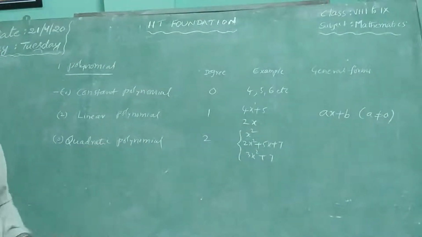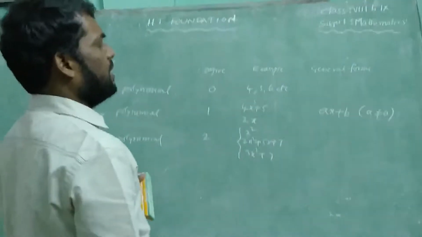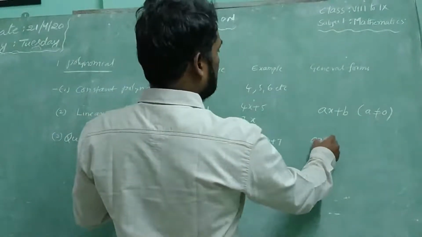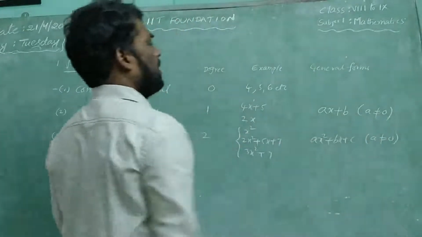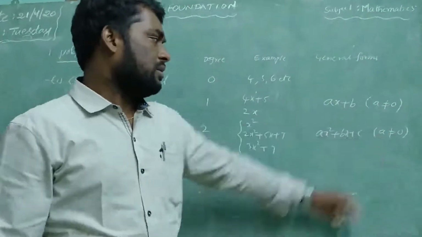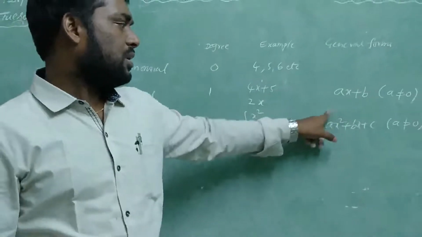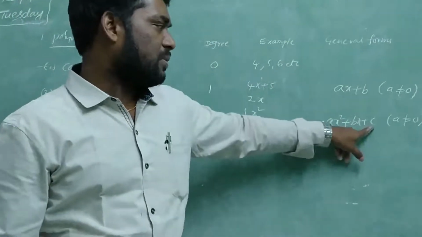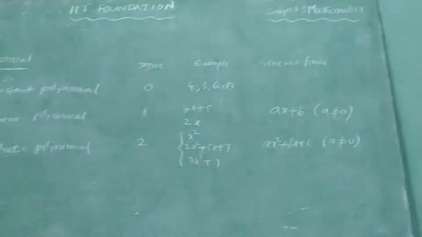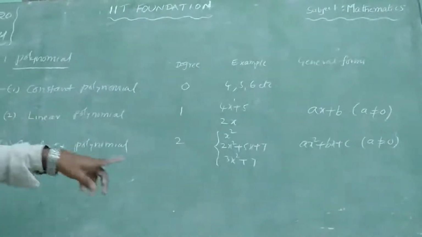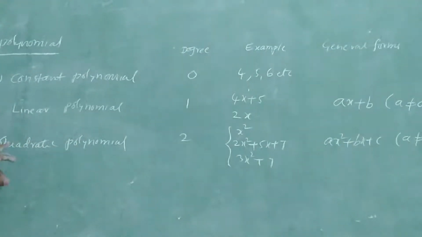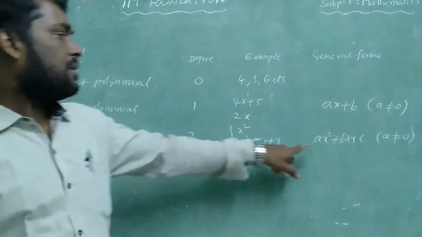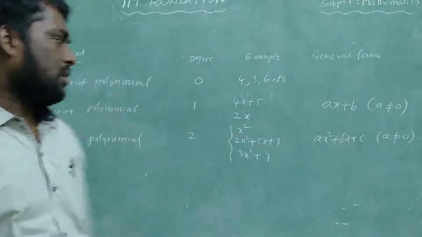A quadratic polynomial contains at most 3 terms. If you take these 3 terms, we can give a general form, that is ax square plus bx plus c, where a is not equal to 0. Why are we taking a not equal to 0? If you take a equal to 0, this term becomes 0. Then it changes to bx plus c. bx plus c is the general form of a linear polynomial. So if you take a equal to 0, this quadratic polynomial becomes a linear polynomial. So while writing a quadratic polynomial, the x square coefficient should not be equal to 0.